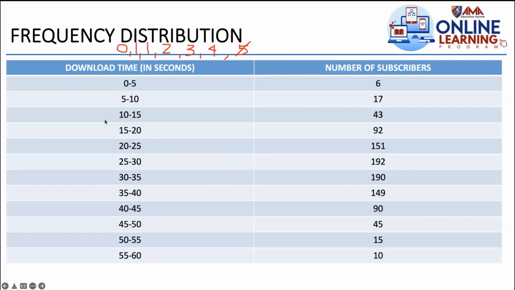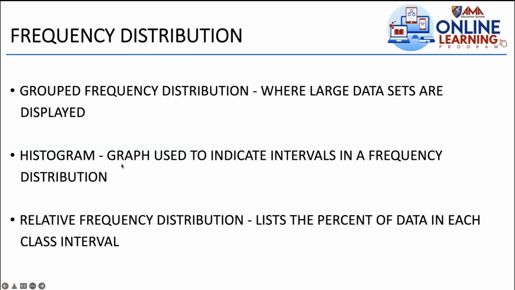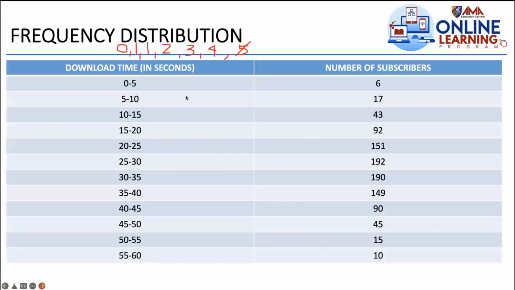I think that's clear. So this is an example of a frequency distribution table. How about the next one? Histogram: a graph used to indicate intervals in a frequency distribution. Meaning you just graph this in another form. Present this data in another form. Instead of a table, use a graph.